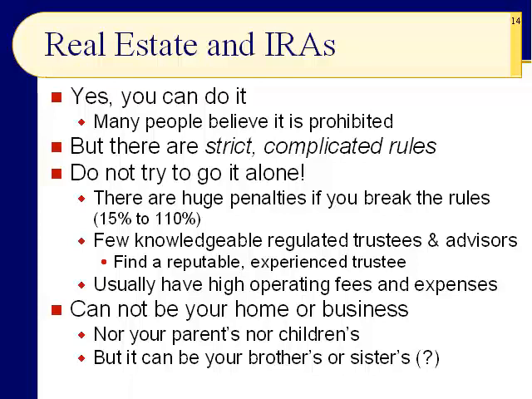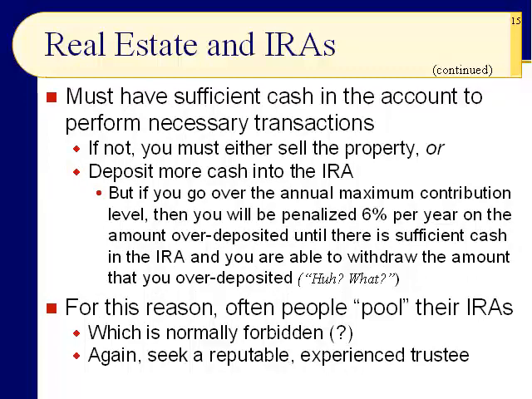It's funny. It can't be your home or your business, nor can it be your parents' or your child's home, but it can be your brothers' or sisters'. Figure that one out. You must have sufficient cash in the account to perform necessary transactions. If not, you must either sell the property or deposit more cash into the IRA. But if you go over the annual maximum contribution level, then you will be penalized 6% per year on the amount over-deposited until there is sufficient cash in the IRA and you are able to withdraw the amount that you over-deposited. Did you understand what I just said? If not, don't do it.